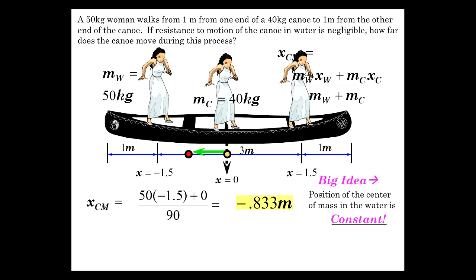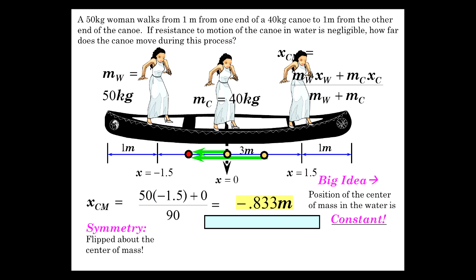Then when she moves all the way over to her final destination, 1 meter from the other end of the canoe, the new center of mass is 0.833 meters positive, if you just consider the symmetry. She started here, ended here. So this distance and this distance are the same from the center of mass of the canoe. And we have a total shift of the canoe represented by this green arrow here. Because of symmetry, it helps us understand what's going on here. We basically have flipped the system about the center of mass.